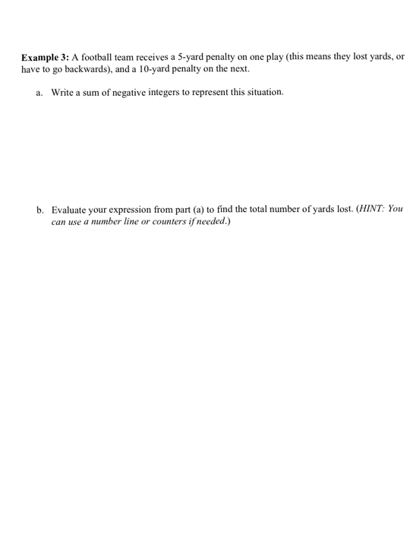We're going to be going through example 3. A football team receives a 5-yard penalty on one play. This means they lost yards or have to go backwards, and a 10-yard penalty on the next. Part A is to write a sum of negative integers to represent this situation.